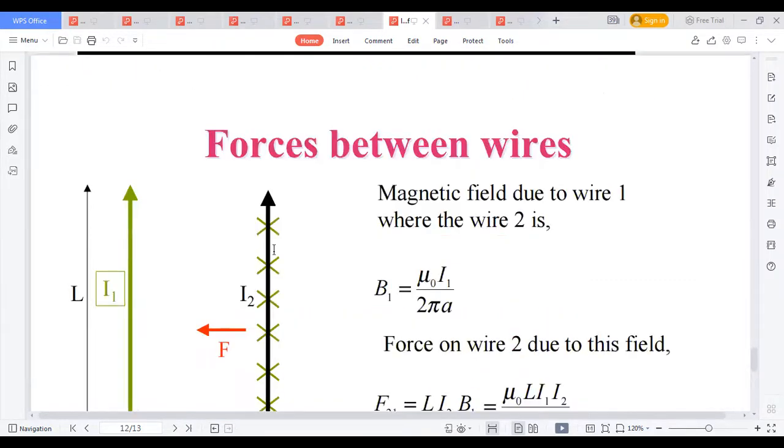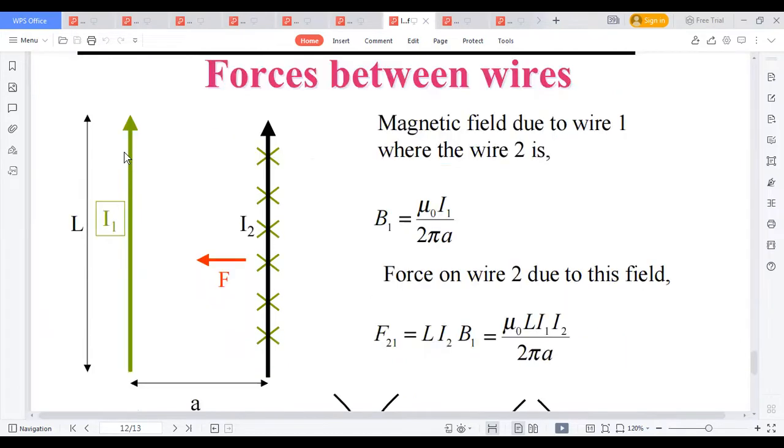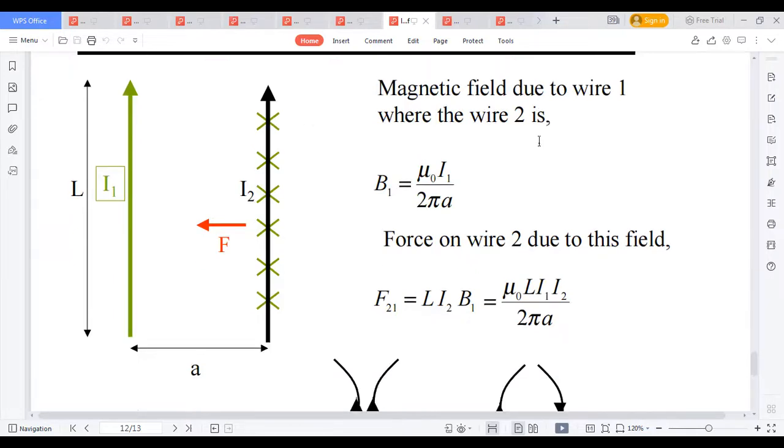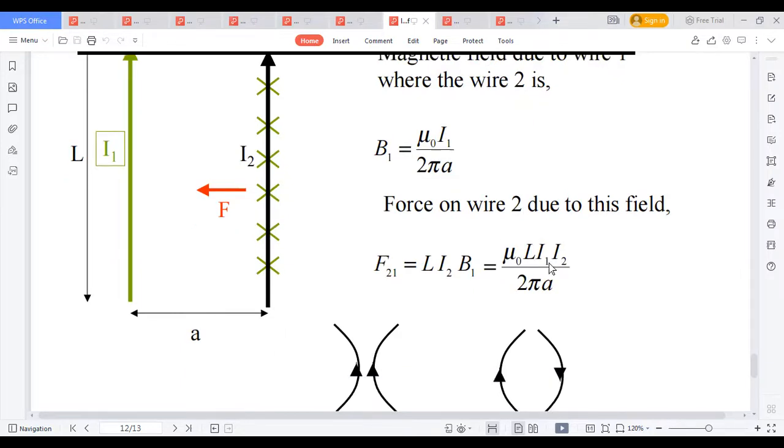Now, force between wires. The two wires carry currents I1 and I2. If we want to find the force between two parallel wires, we first have to find the magnetic field of the first wire, B1 equals mu naught I1 by 2 pi a, and then the force on the second wire due to that field. So the force on wire 2 due to field 1 will be L I2 B1.